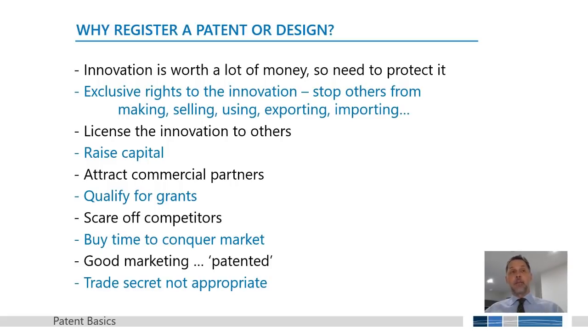Marketing spin. You can have patented or patent pending on your process, which is pretty good marketing spiel. And in some instances, trade secrets are simply not appropriate. So secret herbs and spices, they're only protected if they remain secret. But if someone discovers them, then they're open to copying.